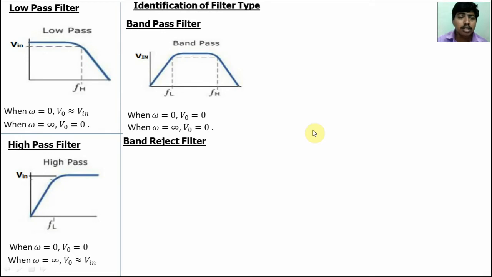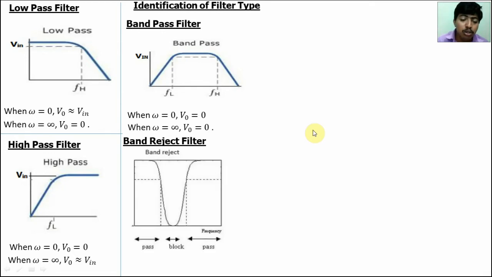Okay, next, band reject filter. Band reject filter is opposite to the band pass filter. So it rejects a band of signals. If the input is less than this band, it will allow. If the input is higher than this band, it will allow. So when omega is equal to 0, the output will be some magnitude. Similarly, when omega is equal to infinity, the output will be some magnitude. Then notch filter. A notch filter means if the circuit allows only one frequency signal and stops all other frequency signals, then the filter is called a notch filter.